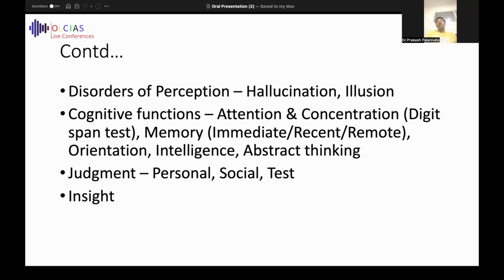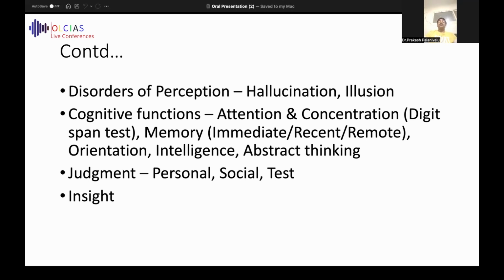And the judgment: we can assess their personal judgment, like after discharge from the hospital, what the patient plans to do, and how far the patient is socializing with others. We can assess the social judgment. We also have some test judgments, like the envelope test and the child cry test. If a child is crying and you are watching it, what is your action? If an envelope is in the road, what will be your action? So we can judge what the patient is going to do using some special tests.